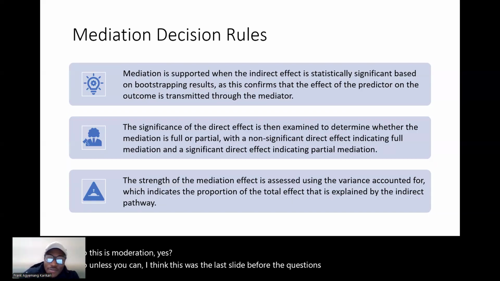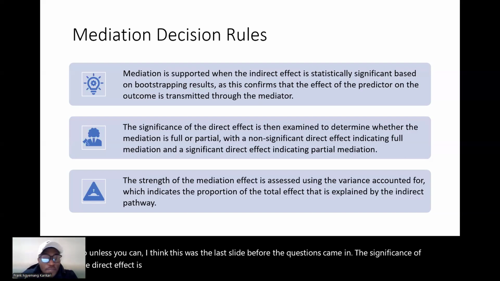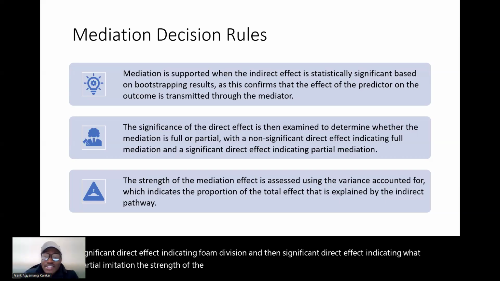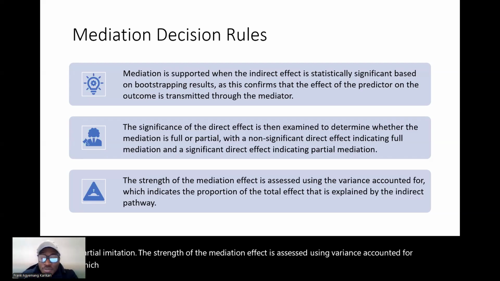The significance of the direct effect is then examined to determine whether the mediation is full or partial, with a non-significant direct effect indicating full mediation and a significant direct effect indicating what? Partial mediation. The strength of the mediation effect is assessed using variance accounted for, which indicates the proportion of the total effect that is explained by the indirect pathway.